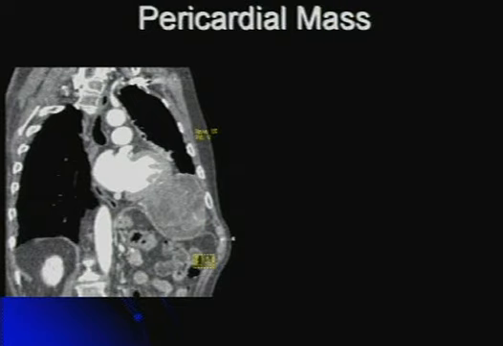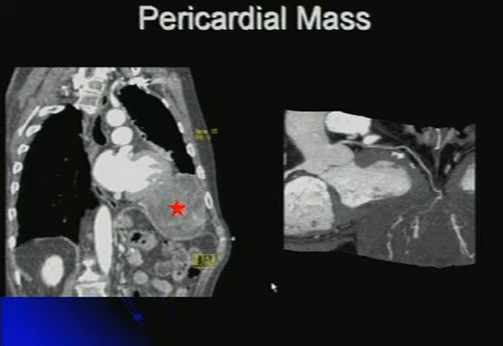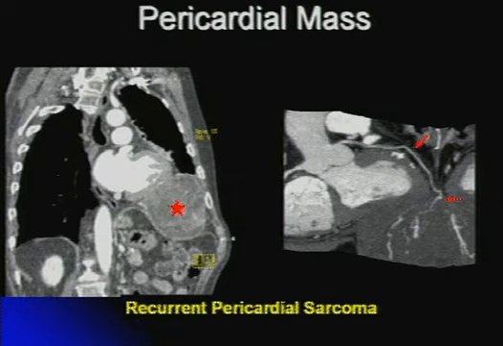And this patient had a history of a sarcoma, was found to have a large pericardial mass that we see here. There did not seem to be any involvement of the ventricular myocardium. However, when we looked at the coronary arteries, we see that the left anterior descending, shown here, actually fed into the mass, sort of being parasitized by the mass. And this turned out to be a recurrent pericardial sarcoma.